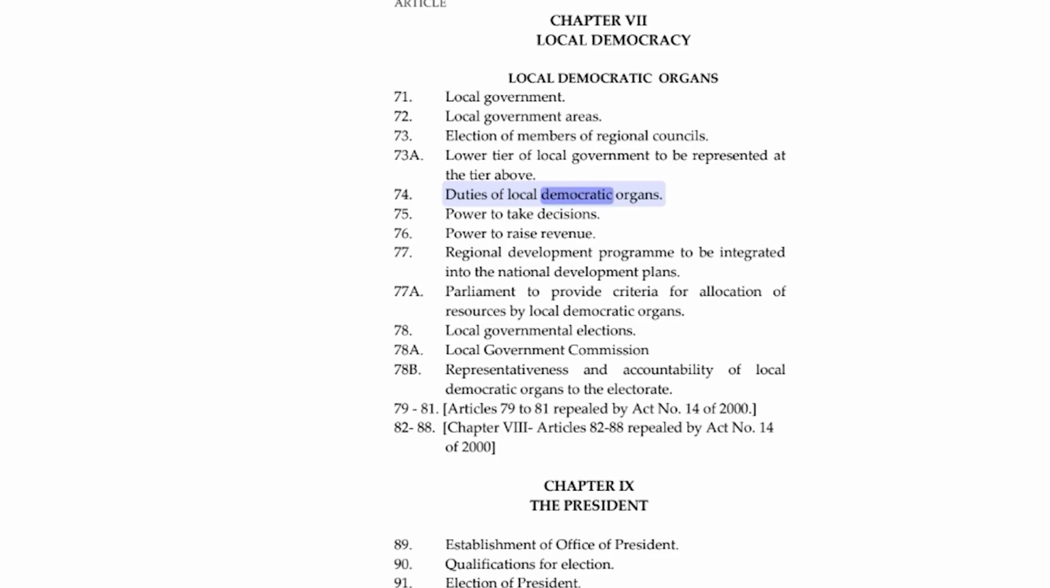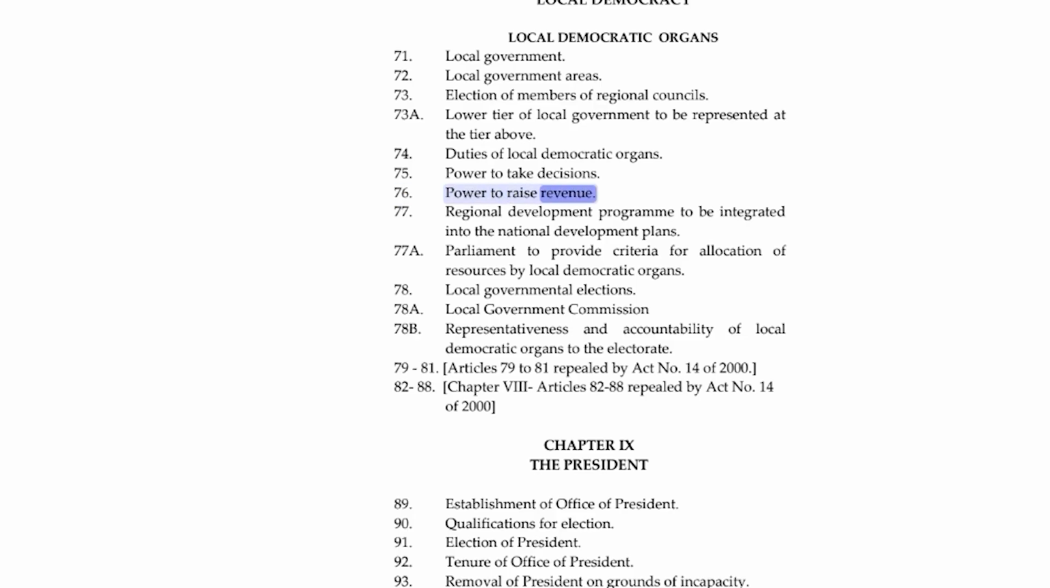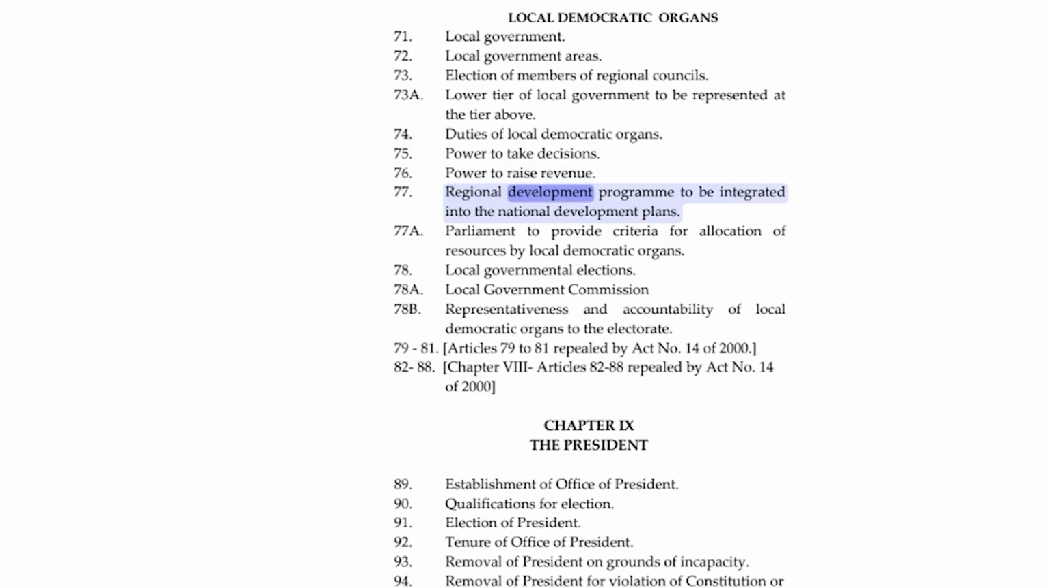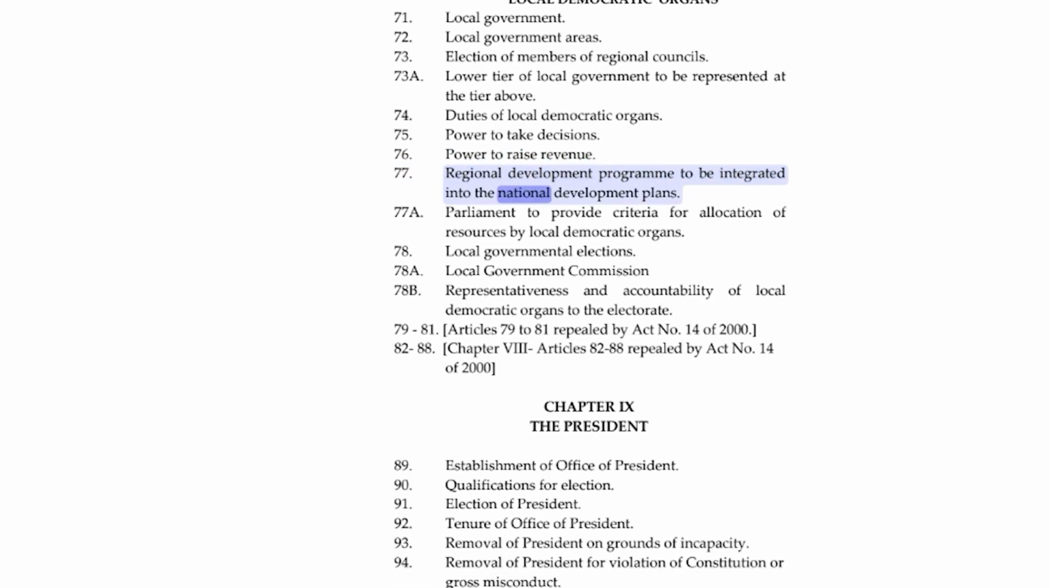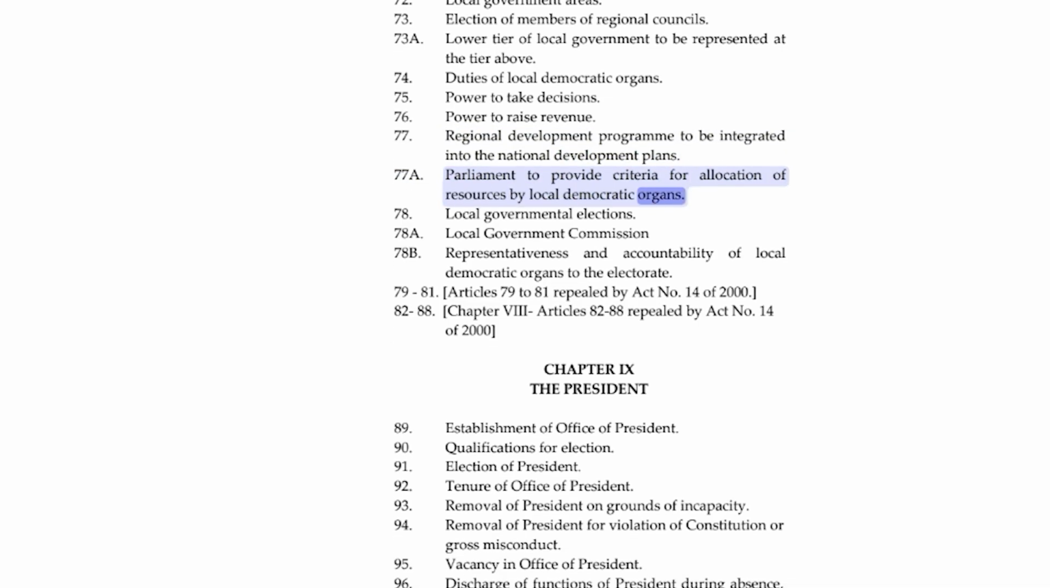Duties of local democratic organs. 74. 75. Power to take decisions. 76. Power to raise revenue. 77. Regional development program to be integrated into the national development plans. 77A. Parliament to provide criteria for allocation of resources by local democratic organs.